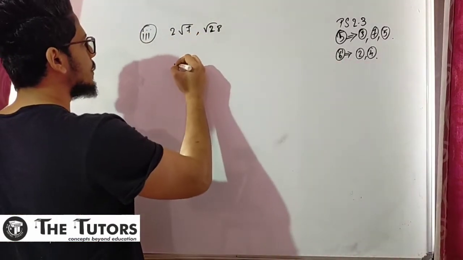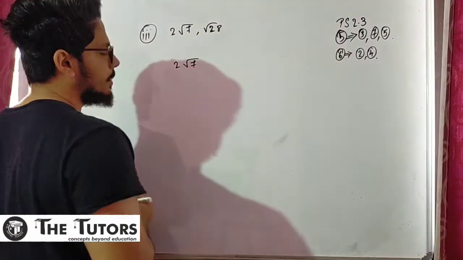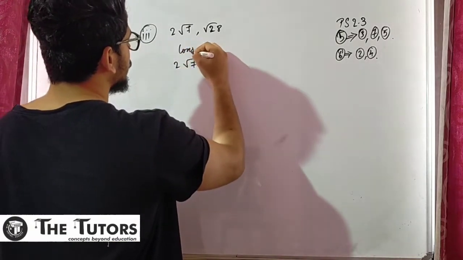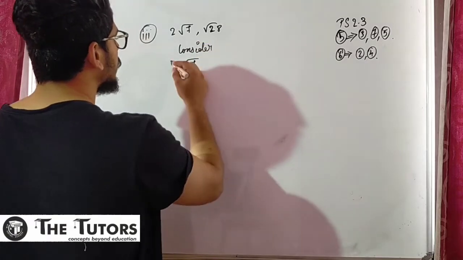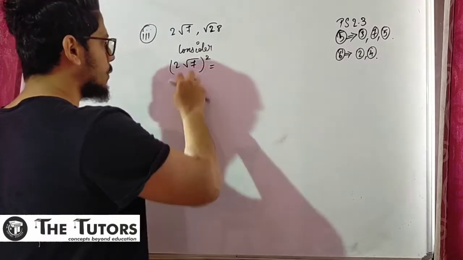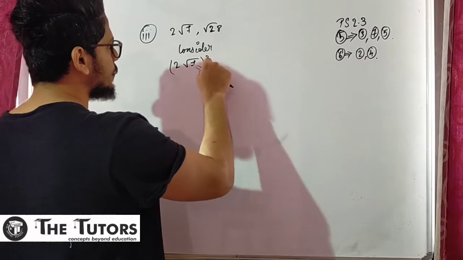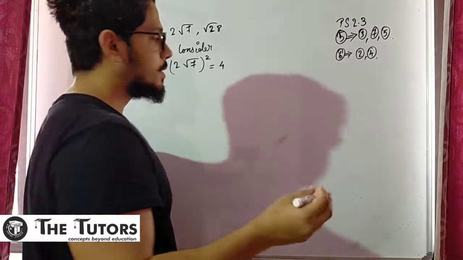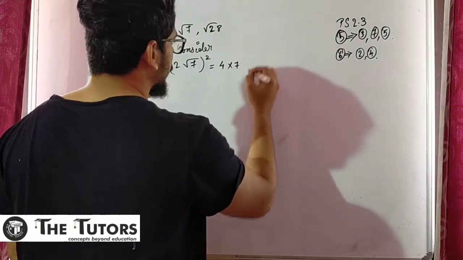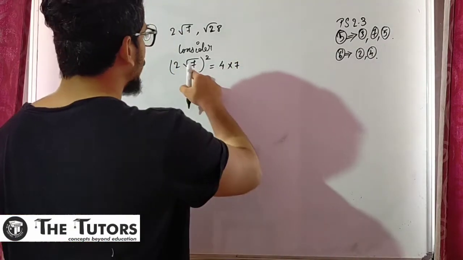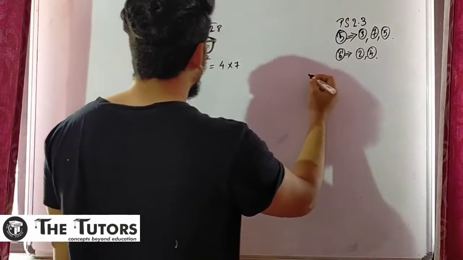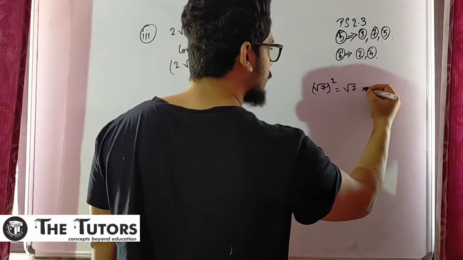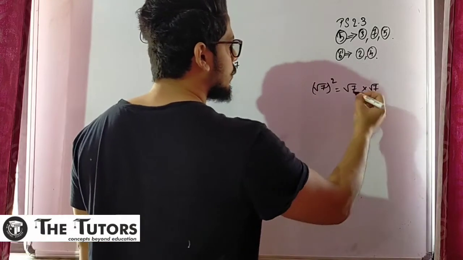2 root 7. The whole square can be considered: 2 root 7 the whole square. Now these two are different numbers. What will the square of 2 be? 4. What is the square of root 7? The square of root 7 is nothing but 7. Now you will ask, sir, how did this happen? Simple. If you are taking the square of root 7, what are you doing basically? Root 7 into root 7, right?